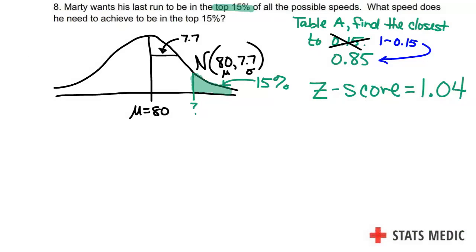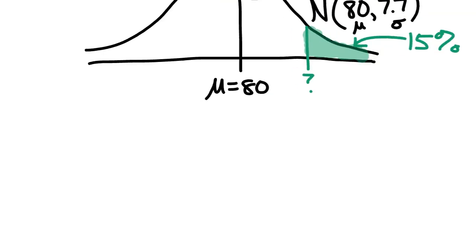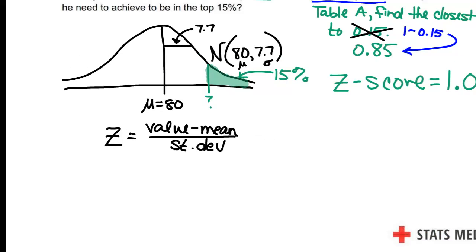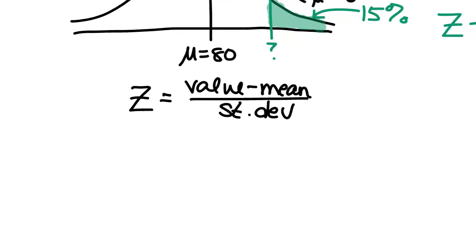All right, so coming back here, now we need to use this because we're trying to find the speeds. Do you guys remember the formula for z-score? Z equals what? Close. It's minus. Value minus the mean over the standard deviation. Well, we have a z-score. So in the place of z, I'm going to put 1.04.